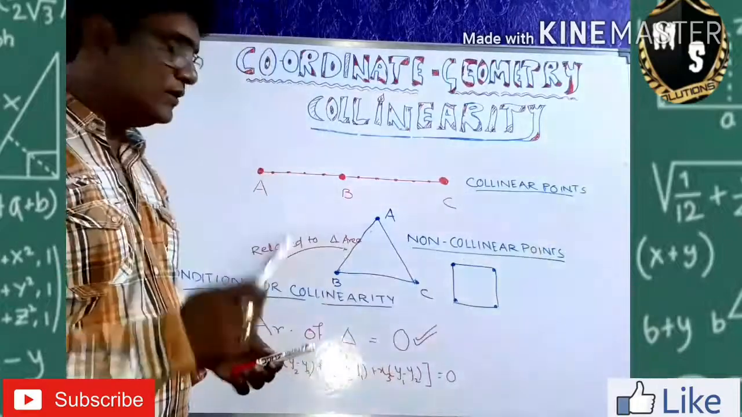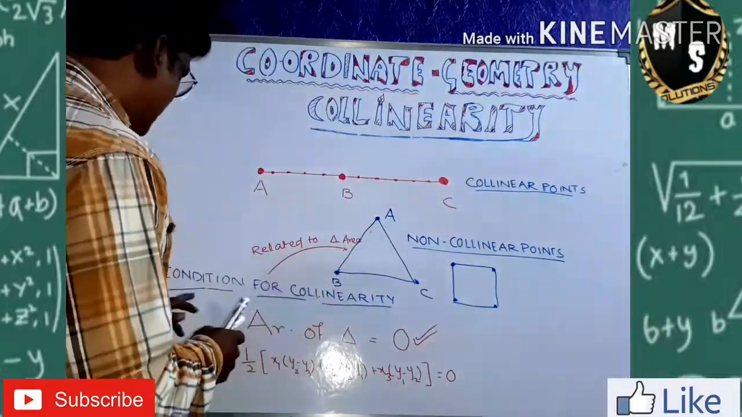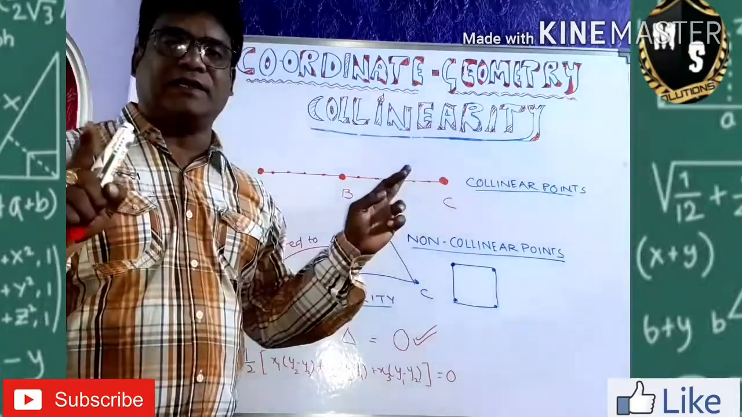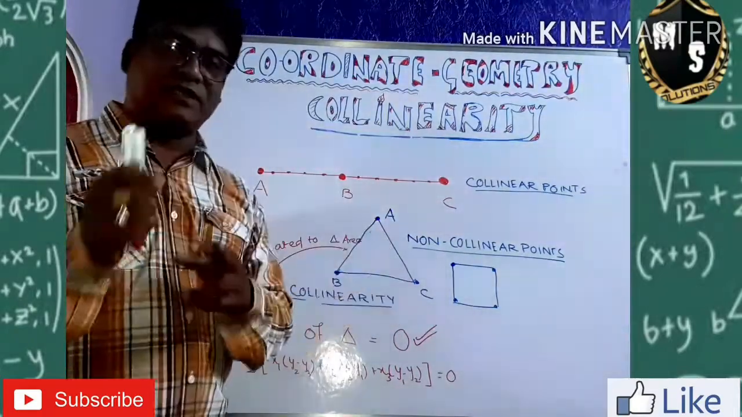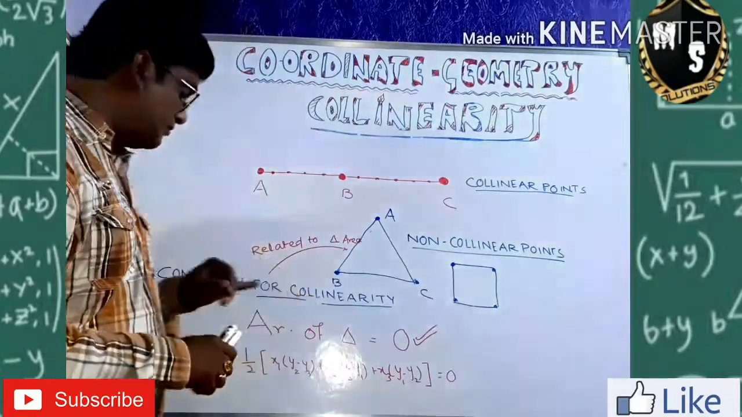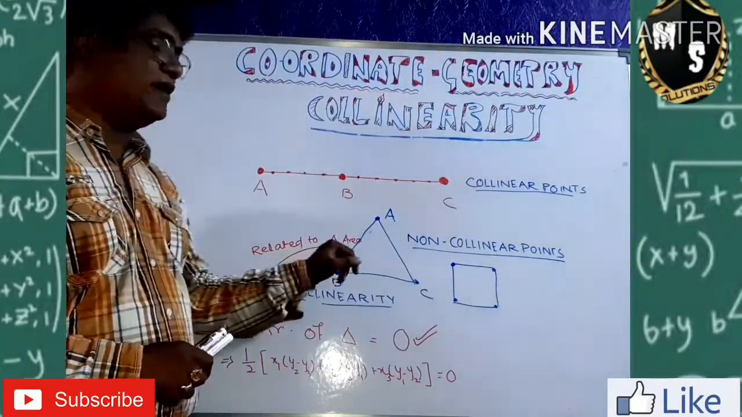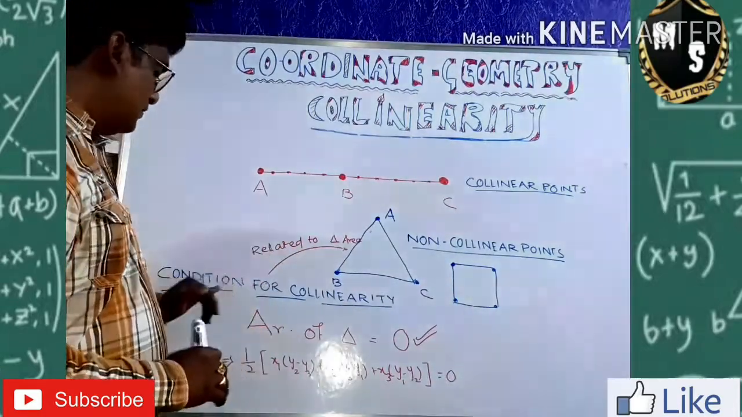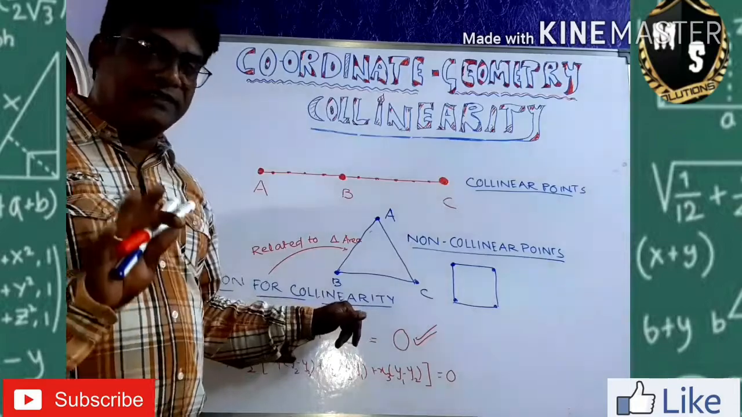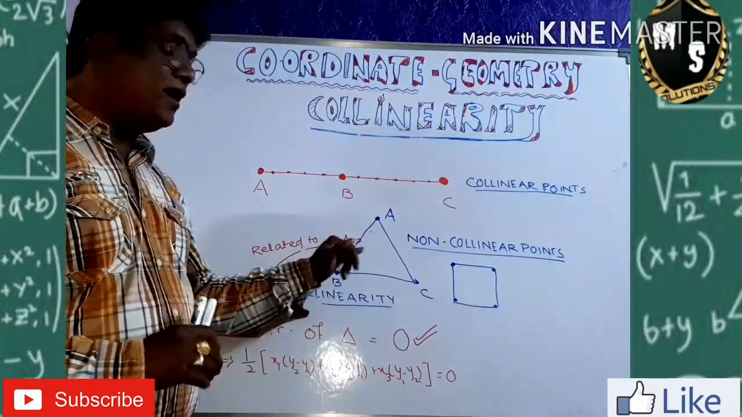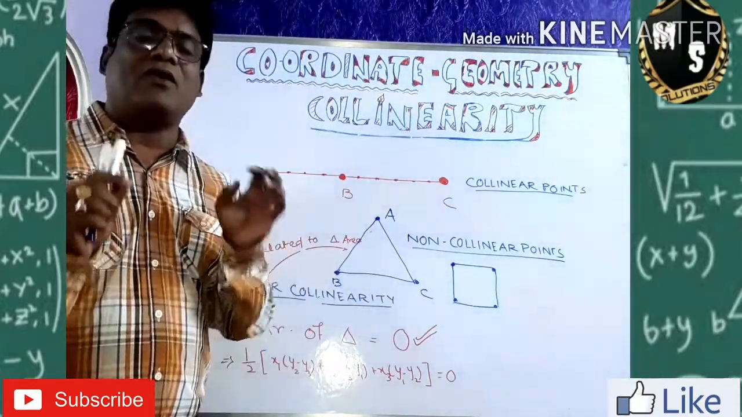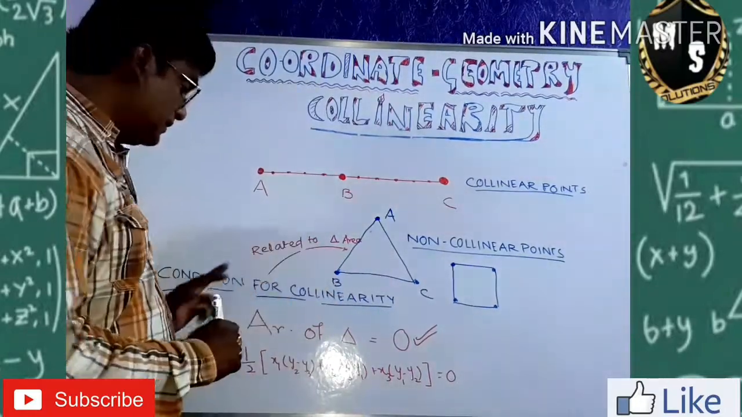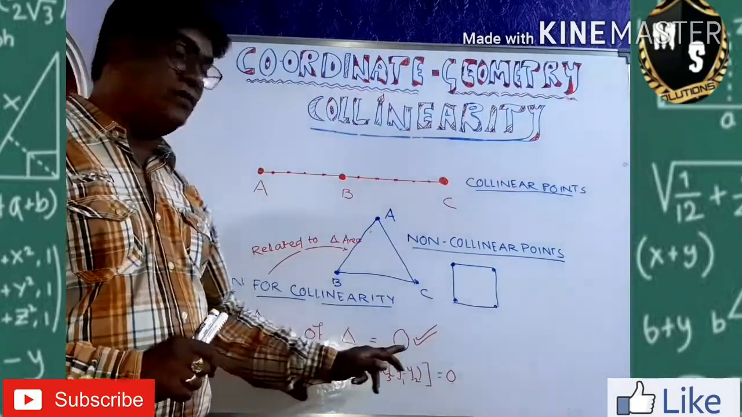So there is a condition. What is that? Condition for collinearity. That means 3 points will come in the same straight line. What is the condition for it? In coordinate geometry, the condition for collinearity is related to the area of a triangle. What is that? The area of the triangle must be equal to 0.